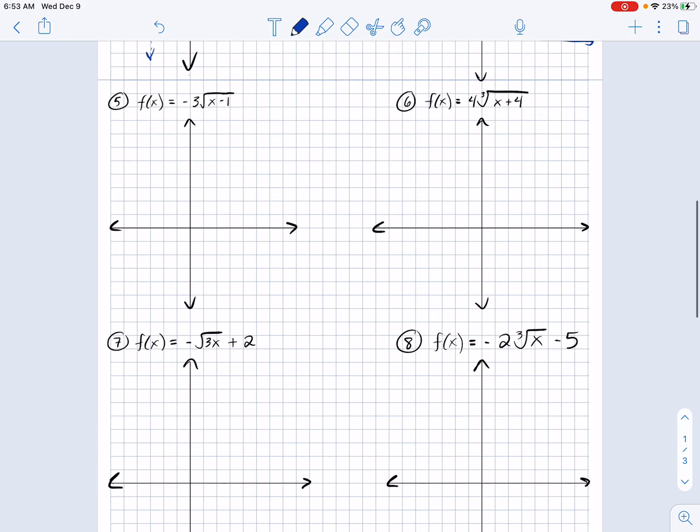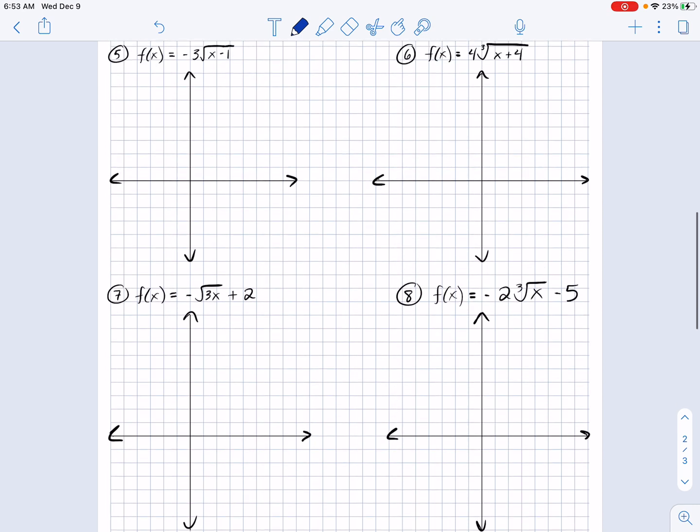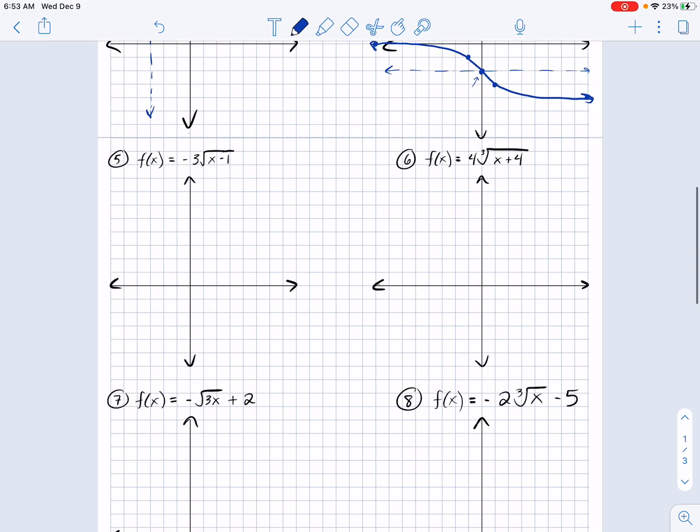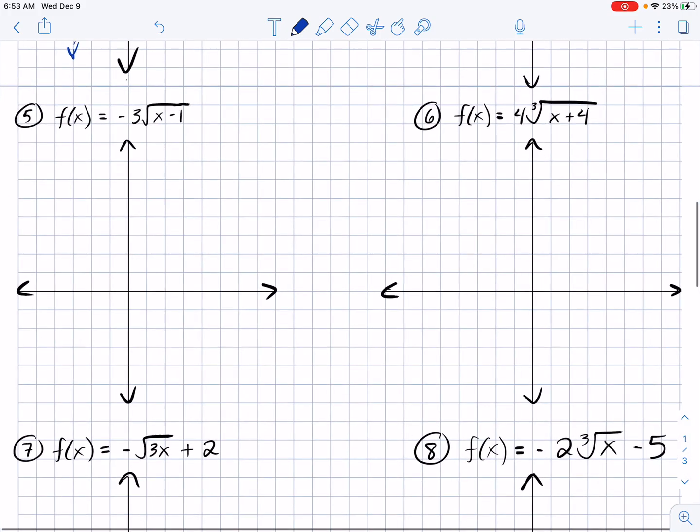Okay, 5 and 6 on your own, and then I want to finish up with 7 and 8 together because those have, well, definitely 7. 7 has that horizontal stretch or compression that I'd like to do together. All right, 5 and 6 on your own, go ahead.